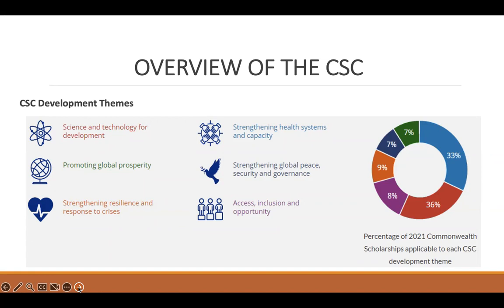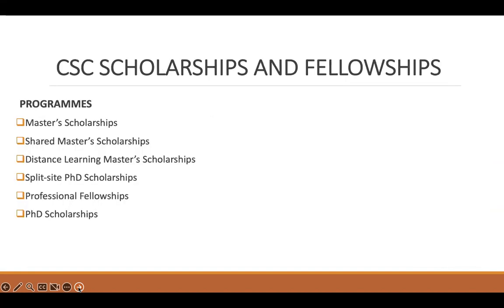And also science and technology, those 2 areas are very much covered, and they have a high number of scholarships going to these areas. Also, Chijamz, the next slide, please. So the CSC scholarship is actually vast. We have the master scholarship, the shared masters, distance learning, the split site, the professional fellowship, and the PhD scholarship.